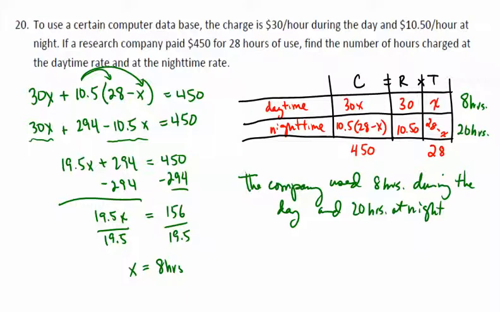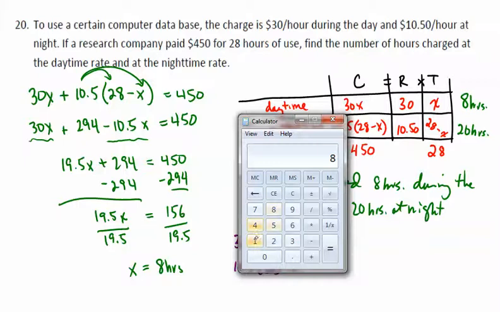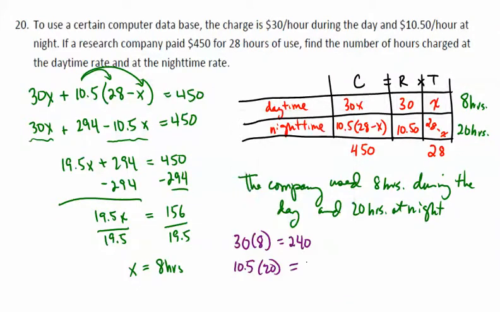If we really wanted to check this, which we should, we can multiply 30 times 8, and that would give us $240 for daytime usage, and 10.5 times 20 would give us 210 for the evening, and 240 plus 210 equals 450, and so we've checked our results there. All right, we'll go on to the next problem.